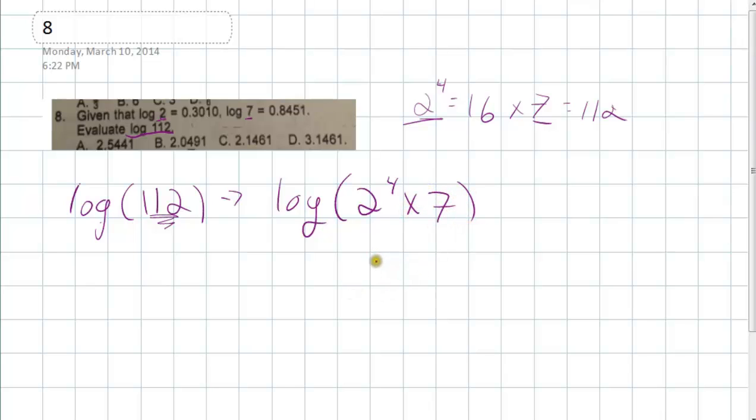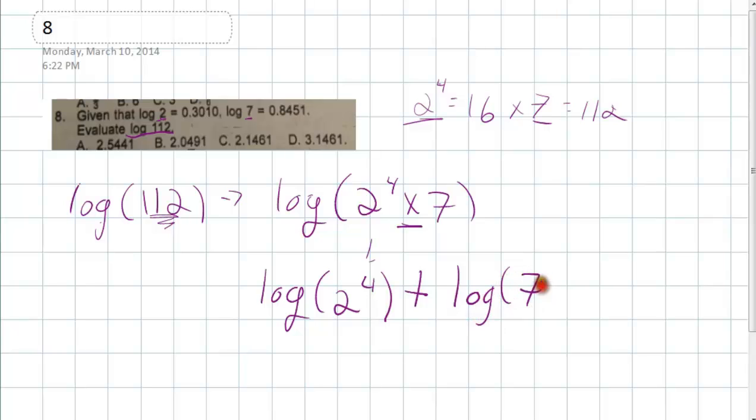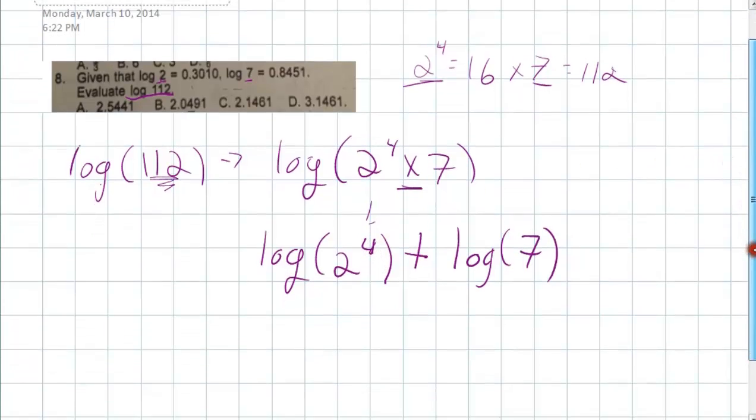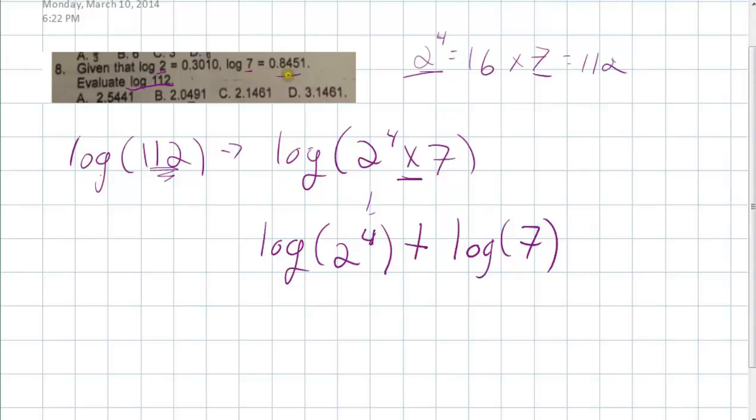Using rules of logs, we can pull this apart again, but this time when you multiply in logs, you can split it apart to make addition. It's going to look like this: the log of 2 to the 4th power plus the log of 7. Maybe now you can start to see how this is going to be helpful to us in finding our answer, because we already know what the log of 7 is. That's right here. Now we have to work with this 2 to the 4th power.